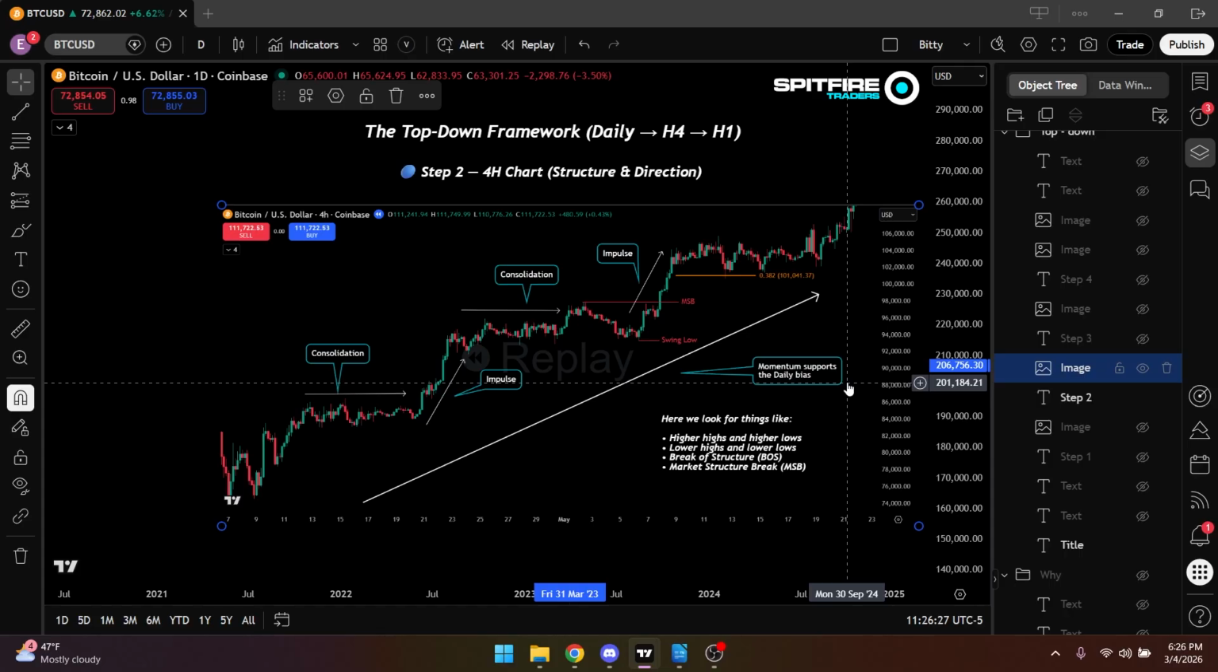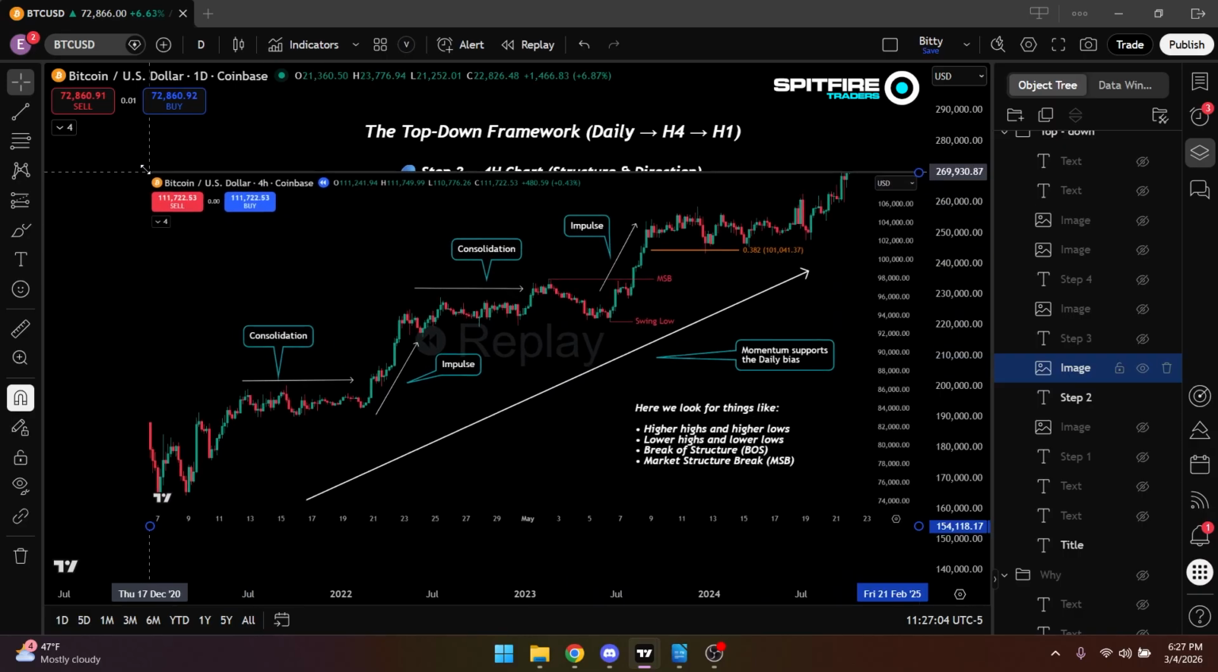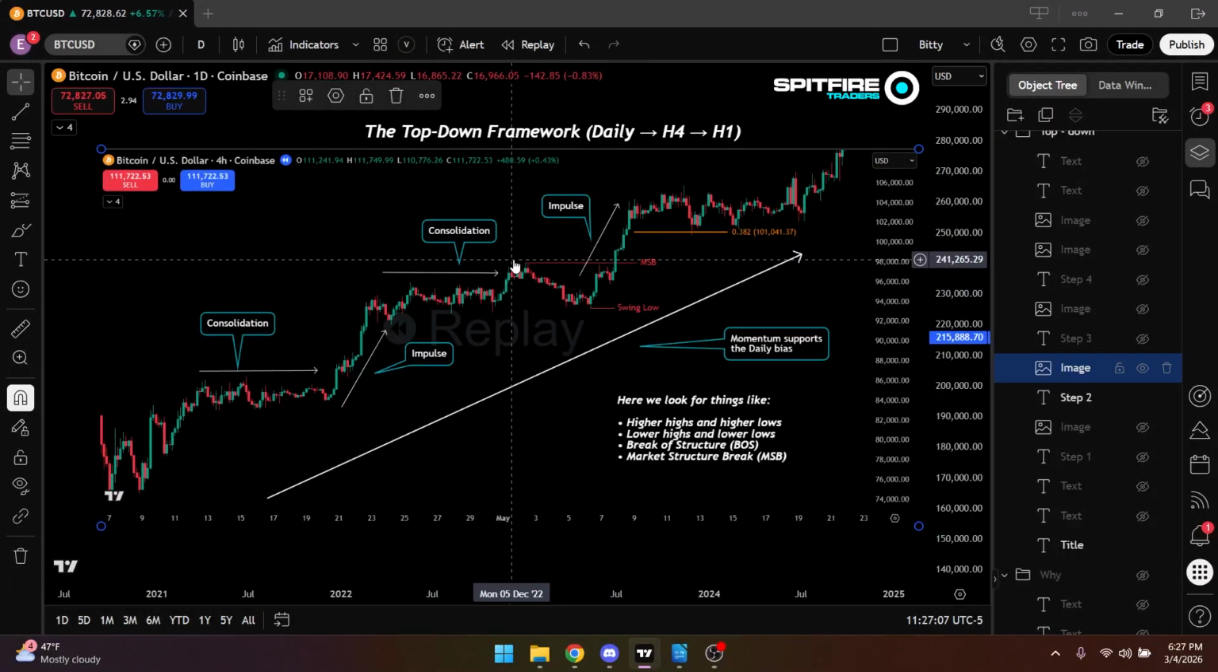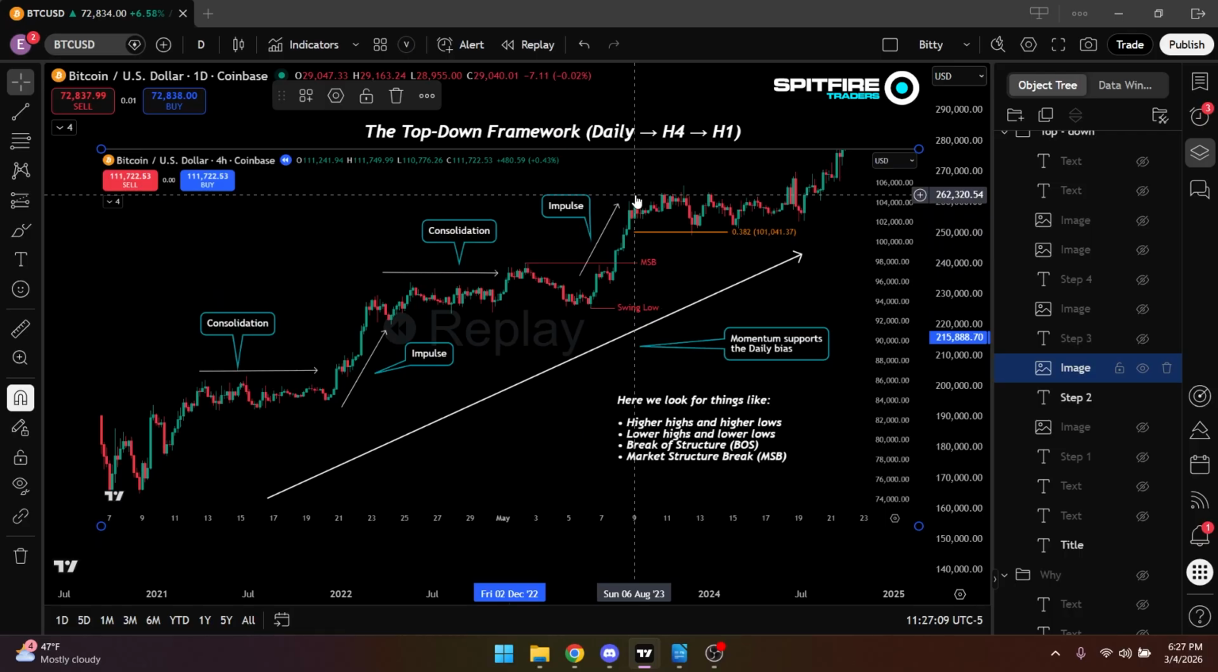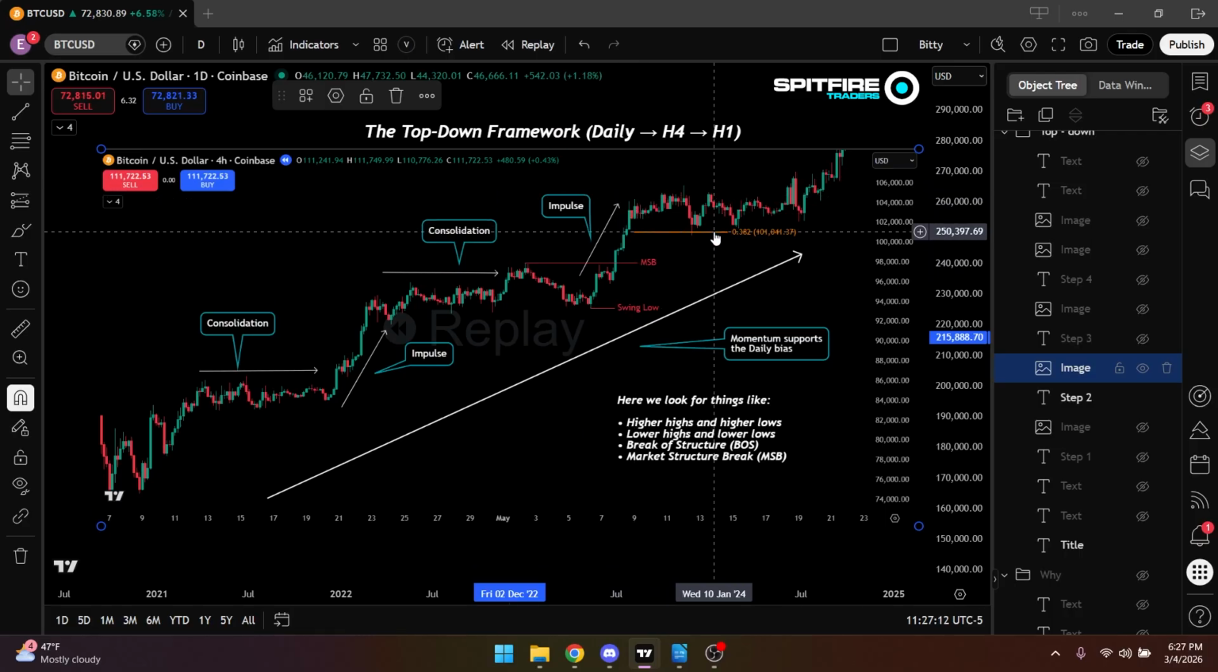Here we look for things like higher highs and higher lows, lower highs and lower lows, break of structure, market structure break. The 4-hour tells us whether momentum supports the daily bias. For example, if the daily is bullish and the 4-hour is also printing higher highs and higher lows, then we know buyers are still in control. That alignment increases the probability of long setups. As we can see in our picture here, we have our swing low, we have our market structure break, and price printed a new high. After the new high, it came back and retested the Fib Algo 382, which is the Fib that needs to hold price if the momentum is strong.